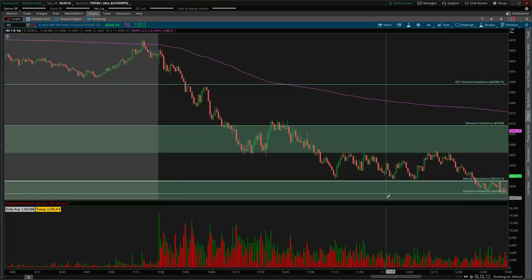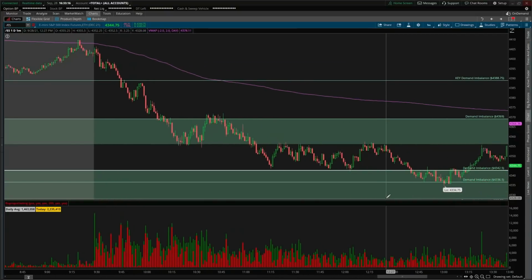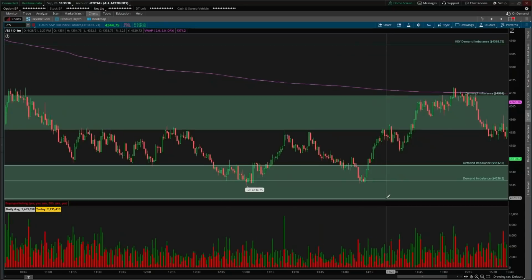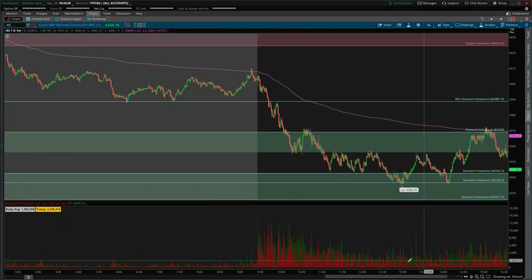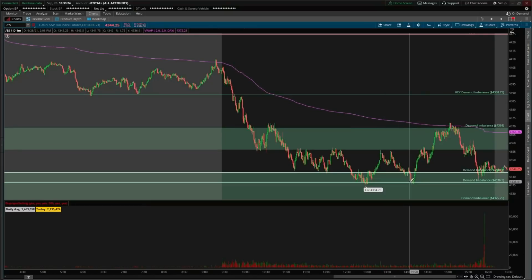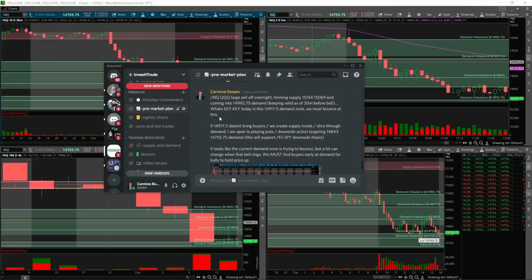And at this point, like I said, it's not acceptable for me to be a first buyer. Instead, let it bounce and then let buyers prove themselves that they have some intention to bring the market back up. We double bottomed at this demand zone and we balanced going into the close. Same exact thing on NQ and QQQ. We had supply forming overnight. We were coming into demand.